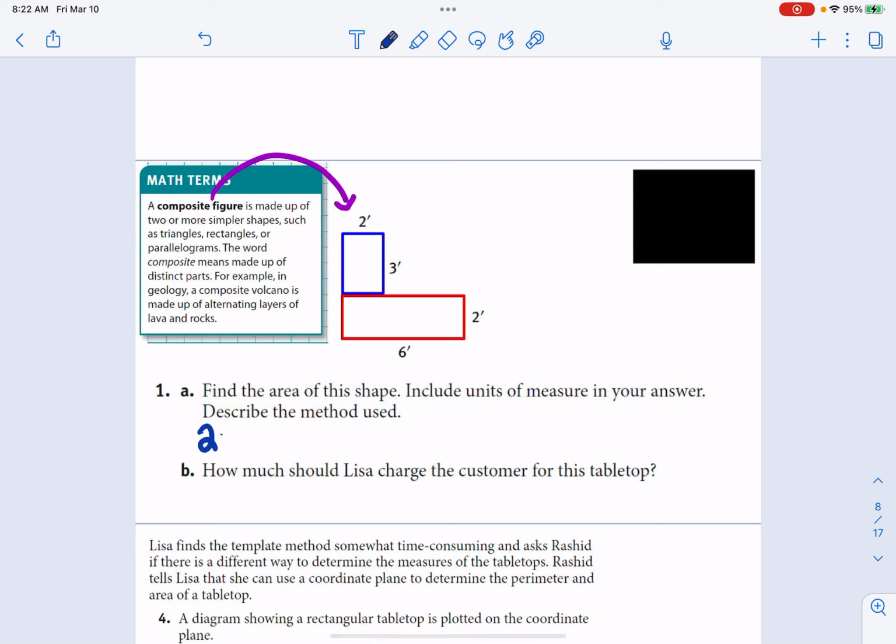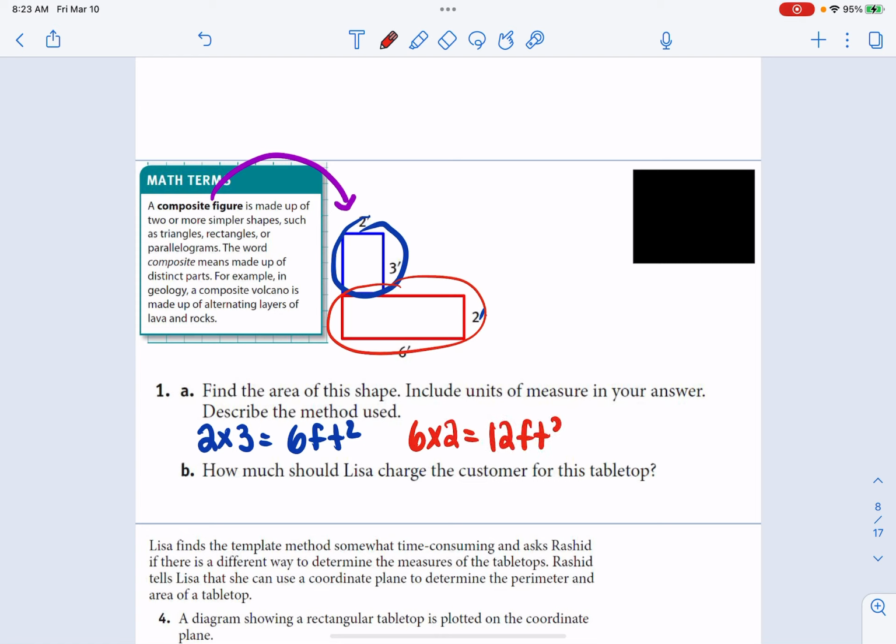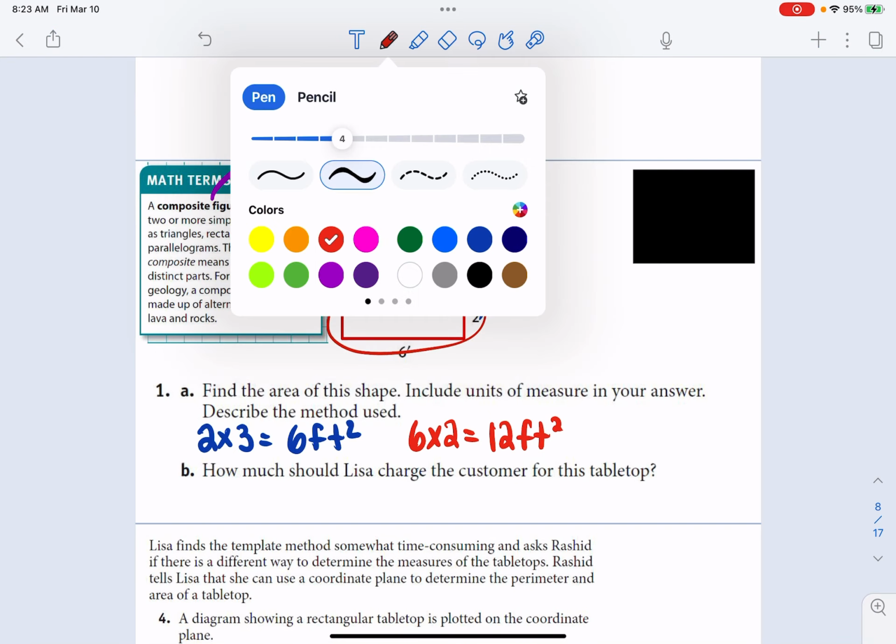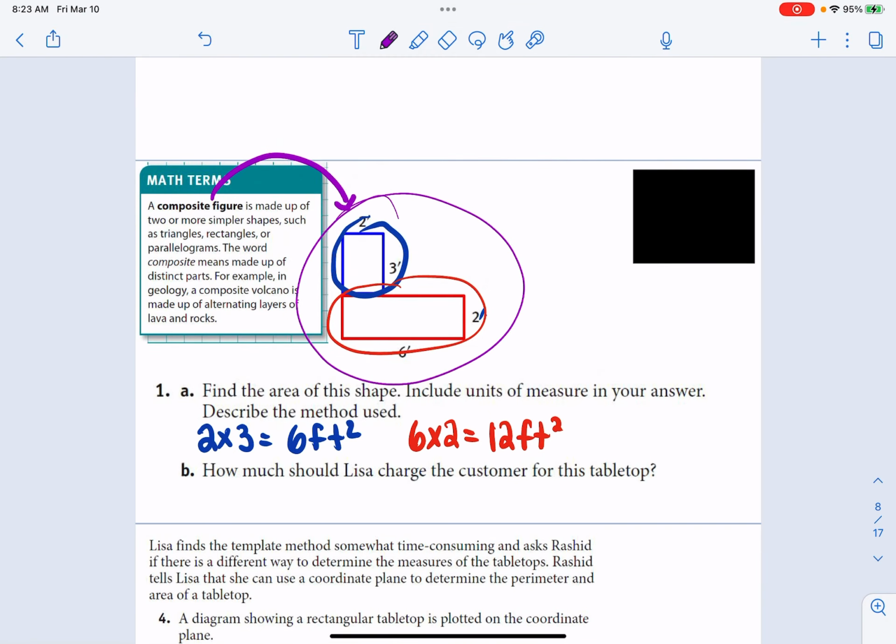So you want to do 2 times 3, and that's going to give you 6 feet squared for that blue one up here. How I know it's feet is that 1 tick mark indicates feet, 2 tick marks indicates inches. For the red one, you're going to do 6 times 2, and that's going to be 12 feet squared. And so to find the area of this entire shape, you want to add up those 2 parts, 6 plus 12, and that's going to give you 18 feet squared total for the area.